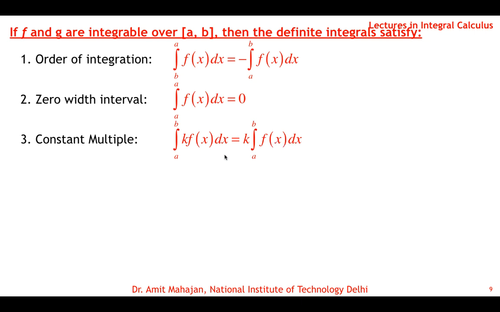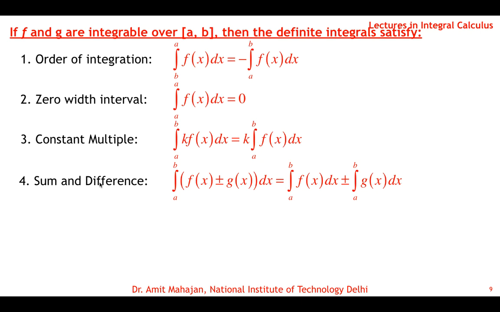The fourth result is the sum and the difference rule. The integral of a sum of functions, or the integral of a difference of functions, is the sum of their individual integrals, or the difference of their individual integrals. So the integral from a to b of f(x) plus g(x) dx is the integral from a to b of f(x) dx plus the integral from a to b of g(x) dx.